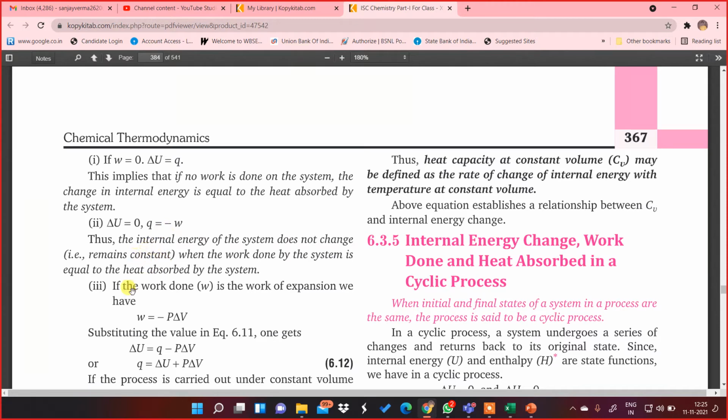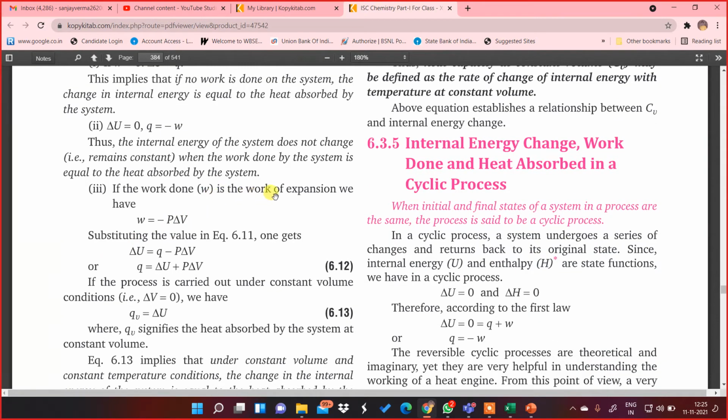Okay. If the work done is the work of expansion, the gas is expanding in a container, so that time the work done is minus P delta V. So if you substitute the value from equation 6.11 in place of W, then we have delta U is equal to Q minus P delta V. Q comes this side. So we get Q is equal to delta U plus P delta V.